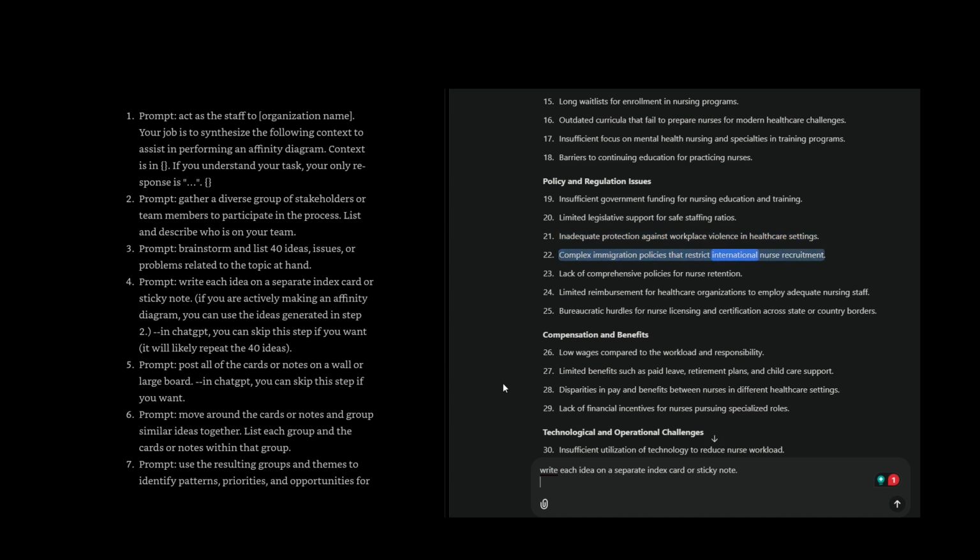Complex immigration policies that restrict international nurse recruitment. Lack of comprehensive policies for nurse retention. Limited reimbursement for healthcare organizations to employ adequate nursing staff. Bureaucratic hurdles for nurse licensing and certification across state or country borders.